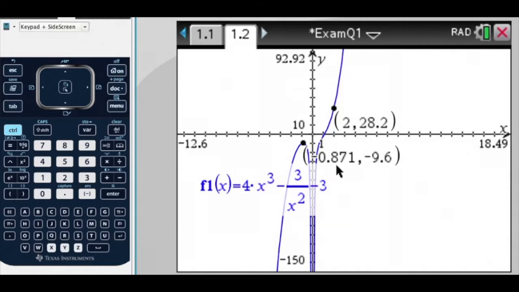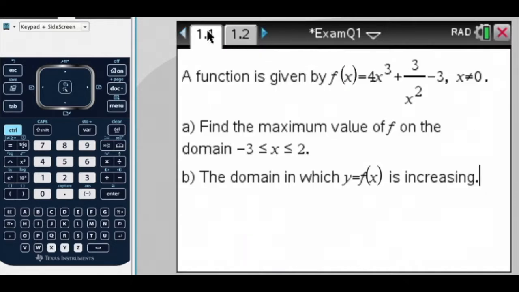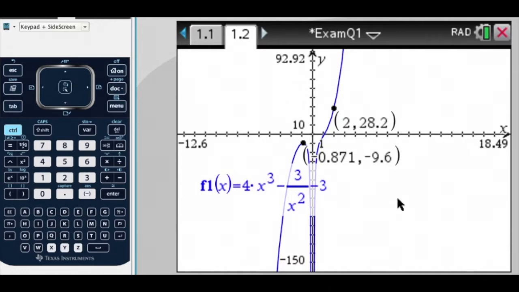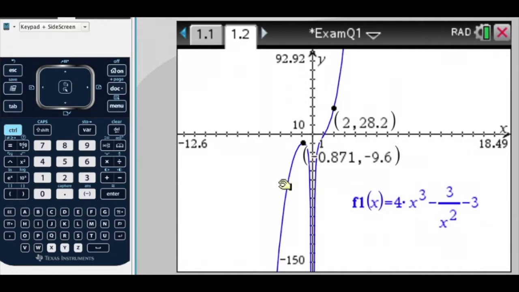Now that we have our maximum turning point, we can easily answer the next question, which is find the domain in which y equals f(x) is increasing. So we want a domain. I'm just going to move this equation over. As we can see here, we want to include the left-hand side of this maximum turning point. So this part. So therefore we want x is less than -0.871. We don't want it here between the asymptote and this maximum turning point, but we do want it on this side of the asymptote. So we also want it when x is bigger than 0.